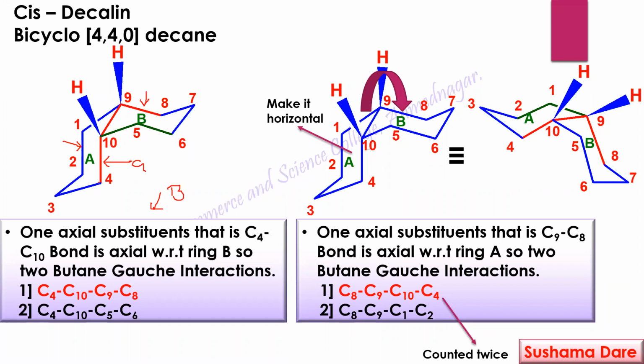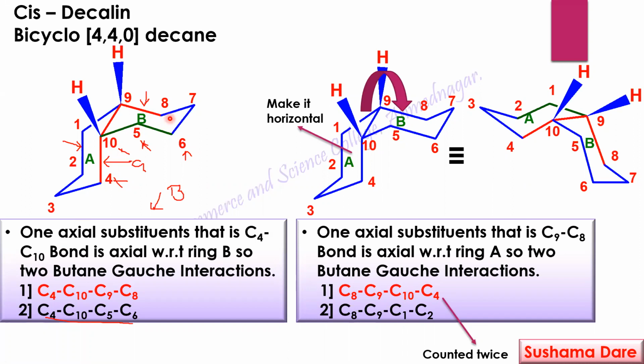For the axial bond, there are two butane-gauche interactions. The first is with carbons 4, 10, 5 and 6, that is C4, C10, C5 and C6. So this is one butane-gauche interaction. Another butane-gauche interaction is C4, C10, C9, C8.